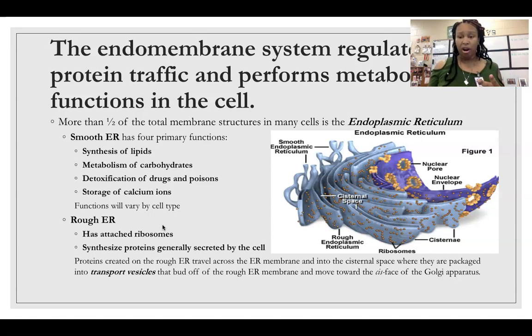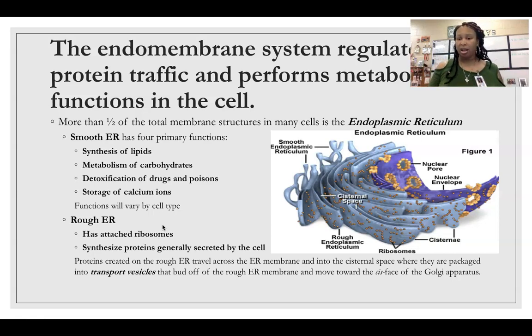There's two types of ER. You're going to have your rough ER and your smooth ER. Your smooth ER's job is to synthesize lipids, the metabolism of carbohydrates, to detoxify drugs and poisons, and storage of calcium ions. So you're going to see a lot of your smooth ER in places like your liver, because that's where you get detoxification of drugs and poisons.